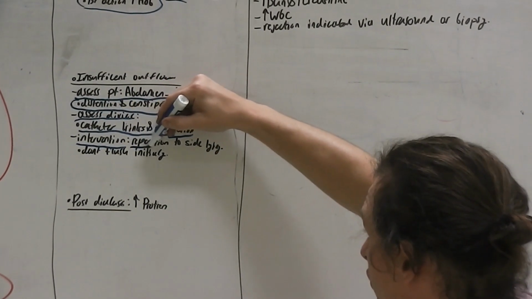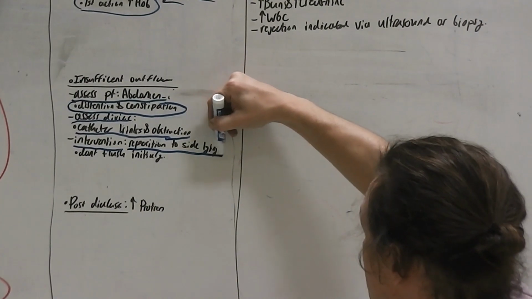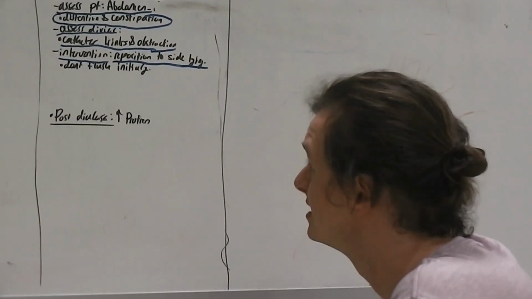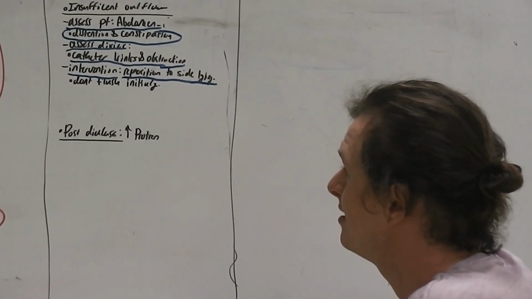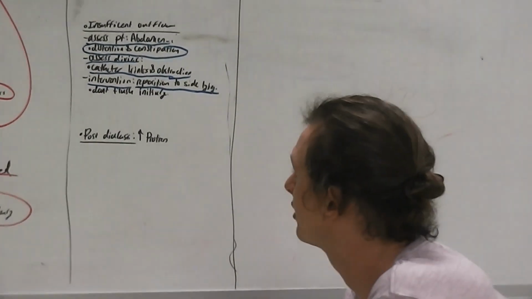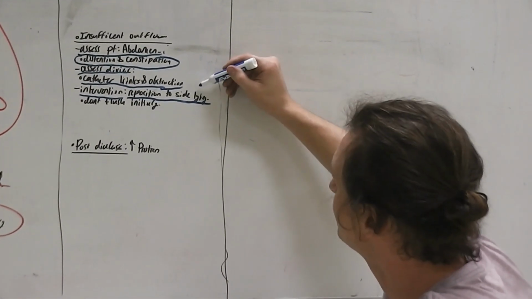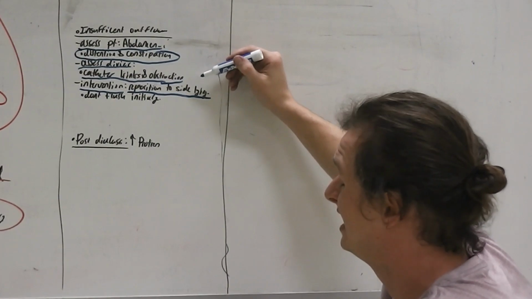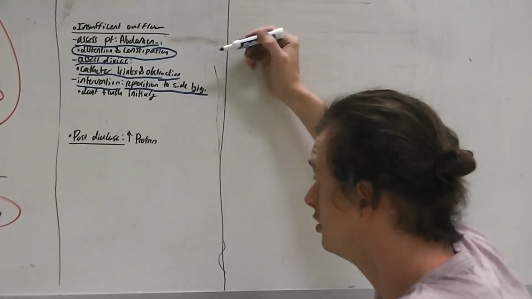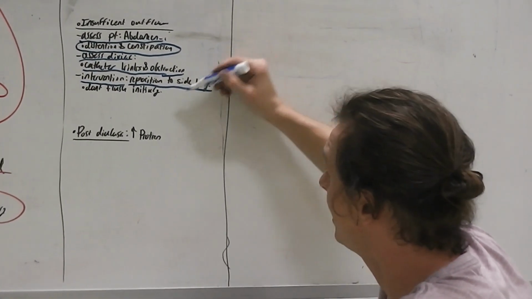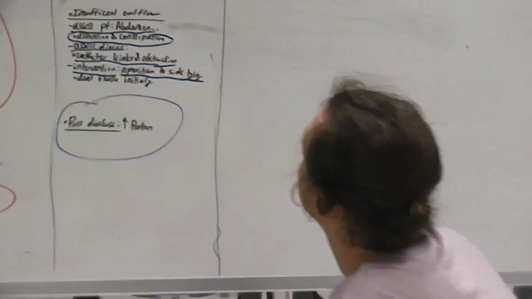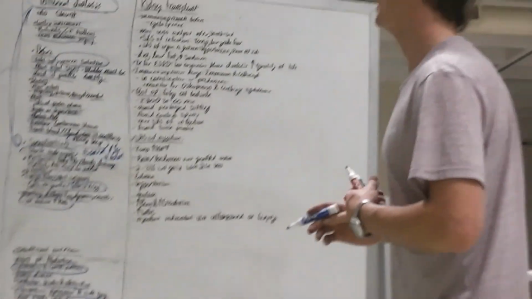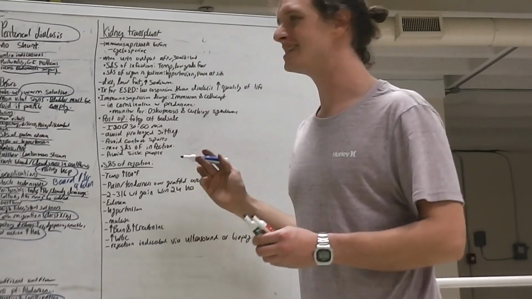Interventions. First, we're going to reposition the patient to the side-lying position. So if we have insufficient outflow, we're not going to immediately call the healthcare provider. We are going to turn the patient to a side-lying position, and I guess if it doesn't get better, then we'll call the healthcare provider. Post-dialysis, we increase that protein. Kidney transplant, not much on this either.